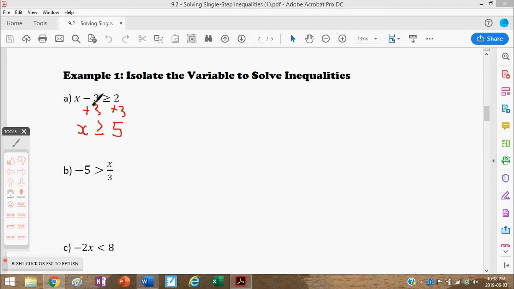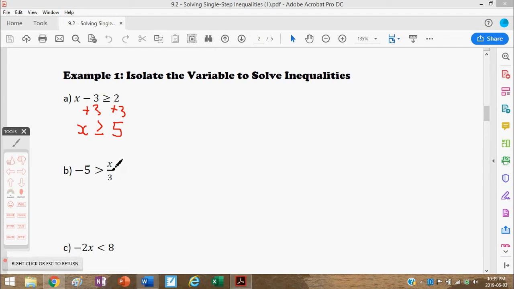You can try it out with 5, right? 5 minus 3, is that greater than or equal to 2? Well, yeah, it's equal to 2. What about 10? Well, 10 minus 3? Oh, yeah, that's 7, sorry. That is definitely greater than 2. Okay, great. We're good to go.